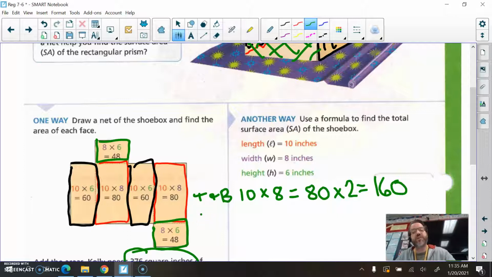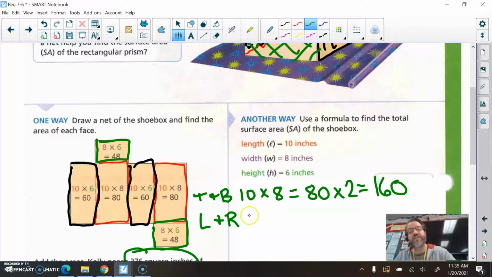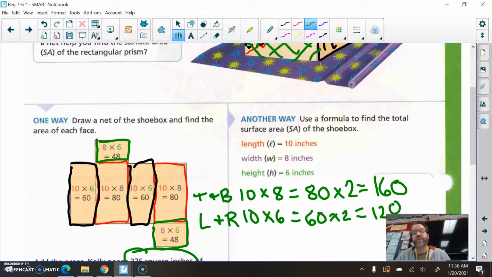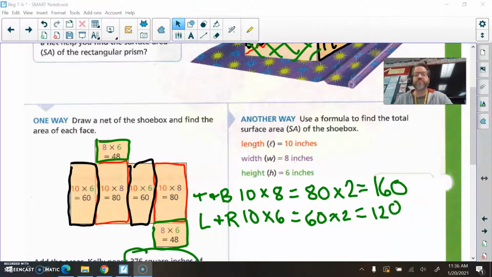Now you can also combine the left and the right sides. I'll call it L and R. So looking at the right side here, that's 10 by 6. The left side is also 10 by 6. So I could take 10 by 6. 10 times 6 is 60. But since the left and right are the same, I can double that and get 120. And I'm going to get myself in my own way here. So I'm going to move my picture up here so you can see this.